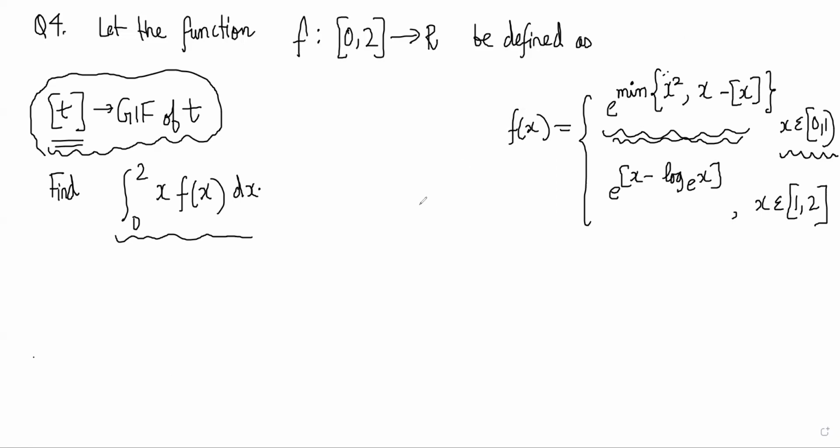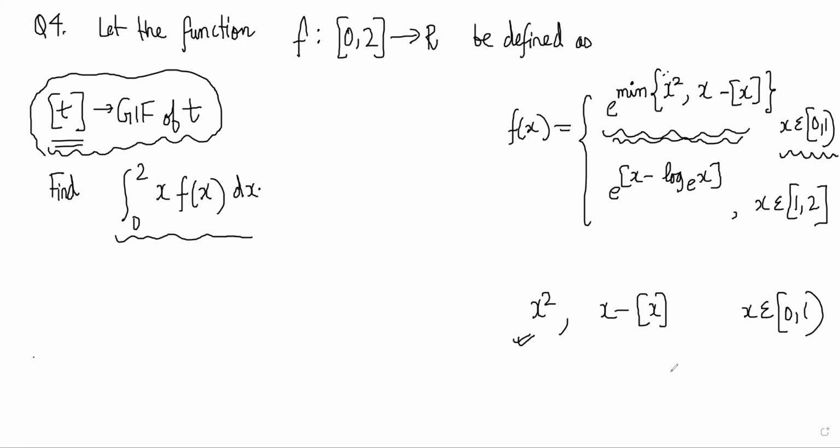Okay, it will be e power x square, by mistake I wrote maximum. What is smaller, x square or x minus GIF of x, from x goes from 0 to 1? X square. X square is smaller. Does everyone understand why this is smaller?